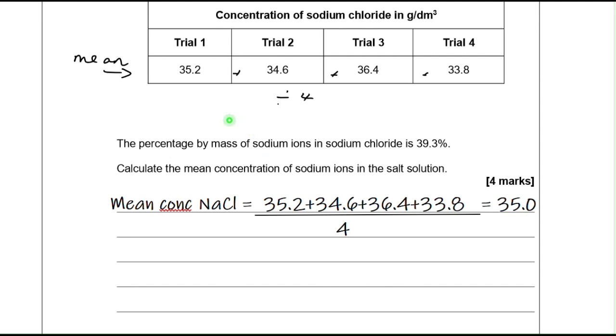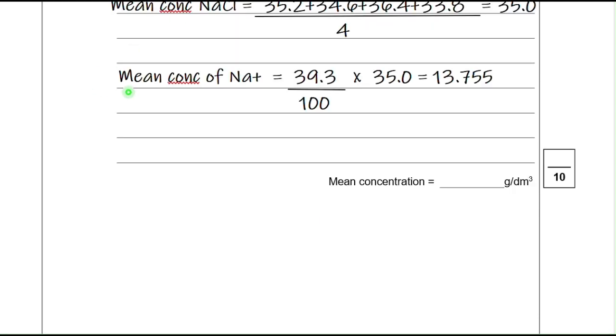Step 2 is to use the percentage by mass of sodium ions, which is 39.3%. So in sodium chloride, 39.3% of it is sodium ions, and the total is 35. So we're going to work out 39.3% of 35. And the mean concentration of sodium ions, Na+, is 39.3 divided by 100 multiplied by 35.